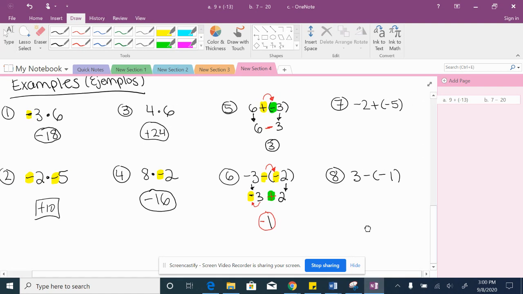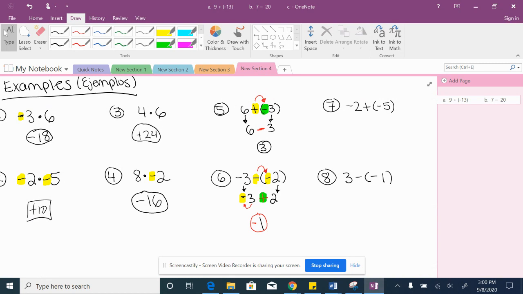Number 7, we have parentheses. Número 7, tenemos paréntesis. We have a positive and a negative. Tenemos un positivo y un negativo. When we multiply a positive and a negative, cuando multiplicamos un positivo y un negativo, these change to negative. Esos cambian a negativo. They change because there's one negative. Esos cambian porque hay un negativo.